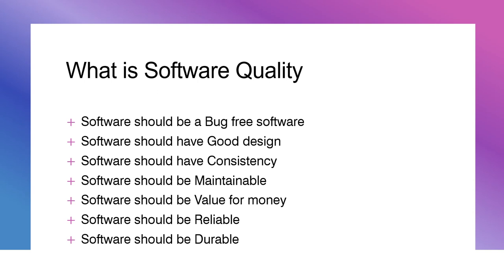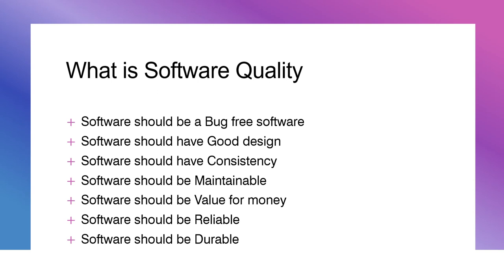The software quality has some criteria. The software should have good design. It's always important to have a good and aesthetic design for the users. Software should have consistency. It should be able to perform consistently across platforms and devices. The software should be maintainable. Bugs associated with any software should be captured and fixed quickly, and new tasks and enhancements must be added without any trouble. So it should be maintainable.